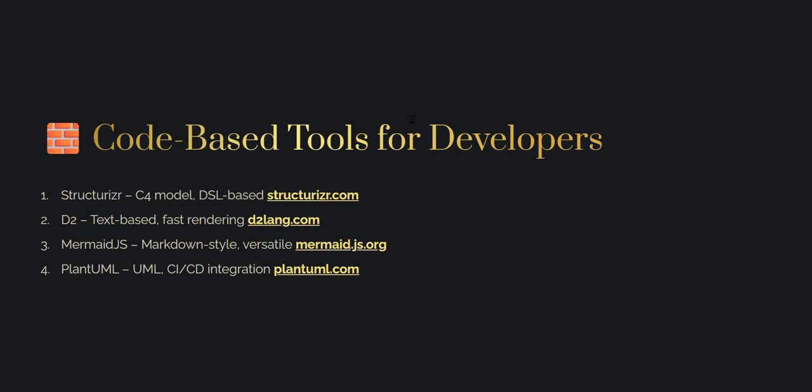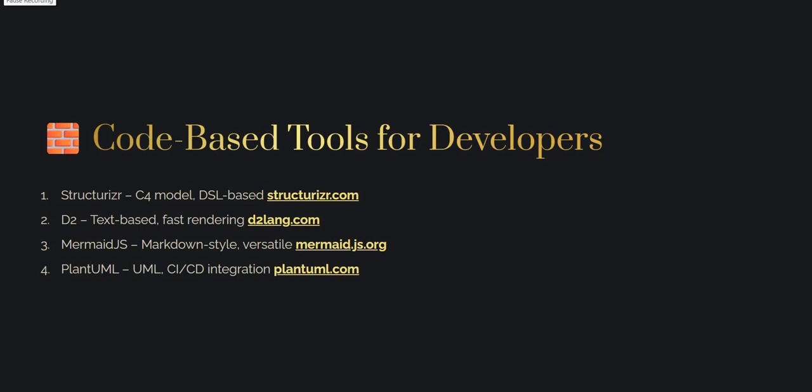And there are code based tools from the developer perspective, structured, and you can use this one since it is also text based with fast rendering. And Mermaid JS is a very good tool, which you can use for your JS and breakdown style, which will be helpful. And PlantUML, also for the CI/CD integration perspective. You can use this one, which will be helpful as a code based tool from the developer's perspective.